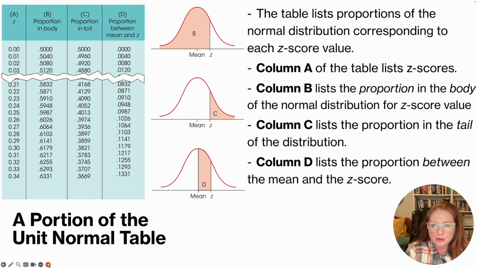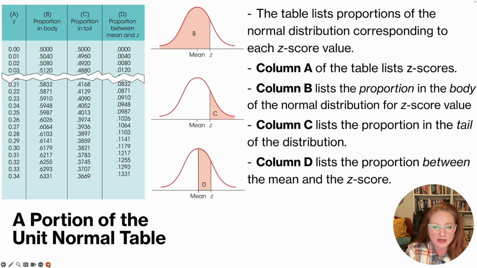Okay, the table lists proportions of the normal distribution corresponding to each z-score. And it even goes deeper than that. The A column is the list of z-scores. The B column lists the proportion in the body of the normal distribution for the z-score value. So that's the one you're probably going to look at first. If the question is asking you to find the z-score and what is the proportion in the body, go for B.